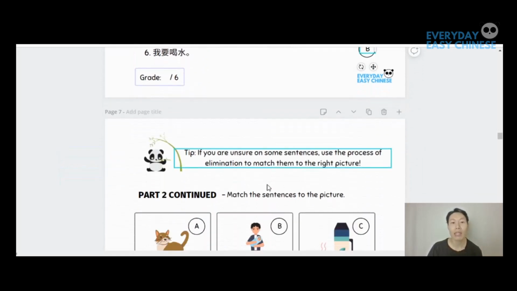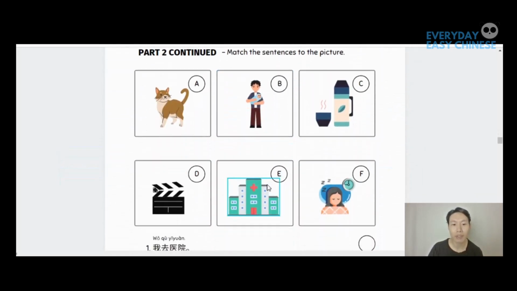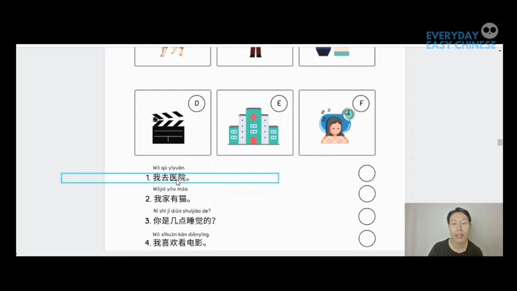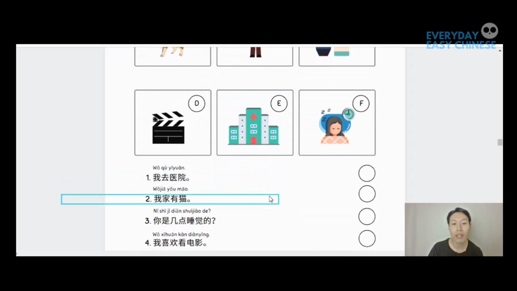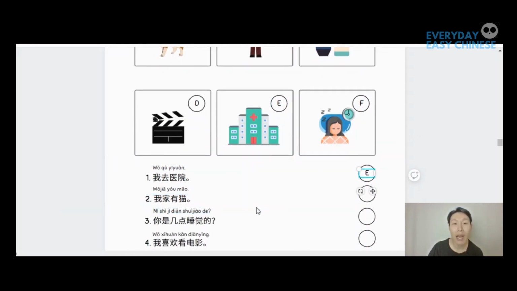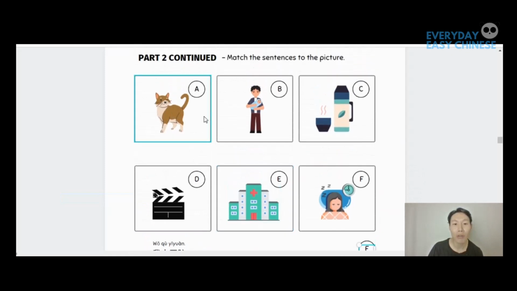Okay, great. Now let's move on to the next one over here. So again, let's match the sentences to the picture. 我去医院. So 医院 means hospital, so 我去 means I go, so this is E. Number 2, 我家有猫, which means my house has a cat. 有 means to have, and 猫 means cat. So if you look over here, A is the only one with a cat.